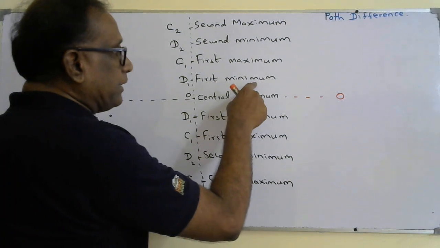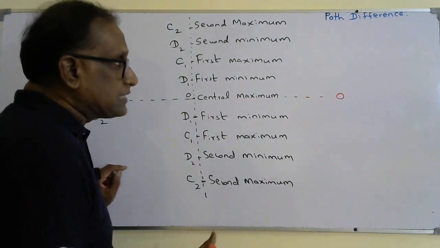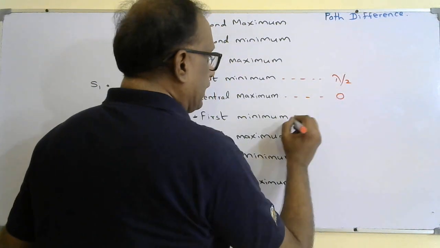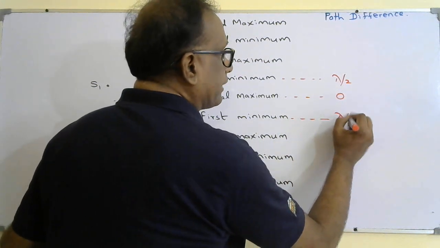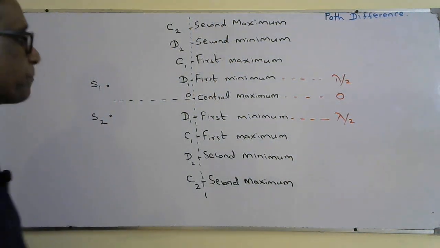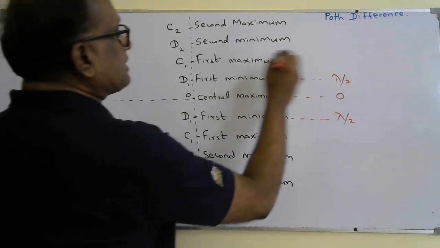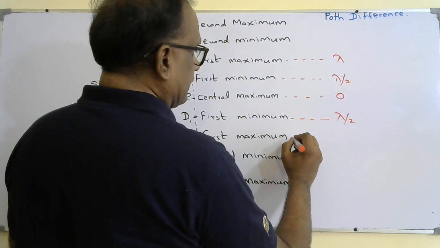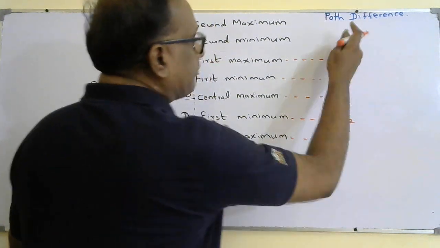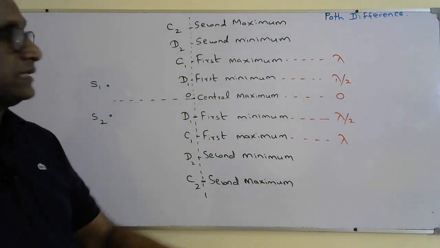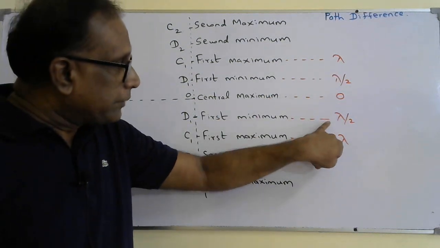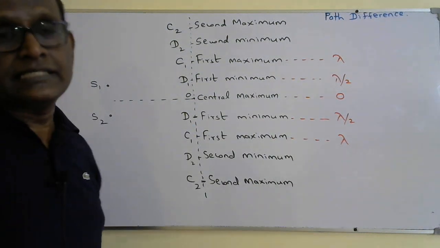So this is the first minimum. The next thing which happens is the first minimum. There the path difference is equal to lambda by 2. Here also lambda by 2, for coherent wave sources S1, S2. Then the next thing is the first maximum. There the path difference is lambda. Here the path difference is lambda. Remember the values in order. That happens in order: 0, lambda by 2, lambda, 0, lambda by 2, lambda. That's the way it happens in order.